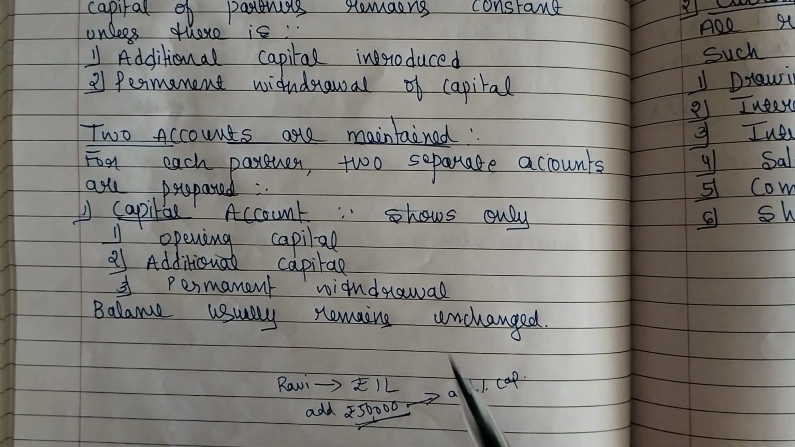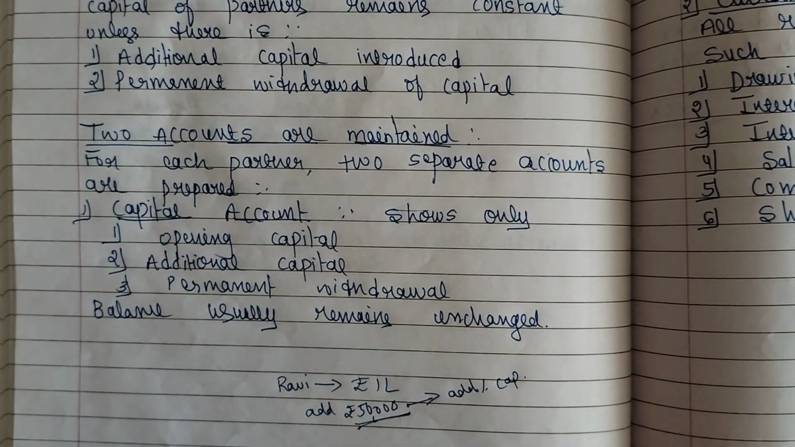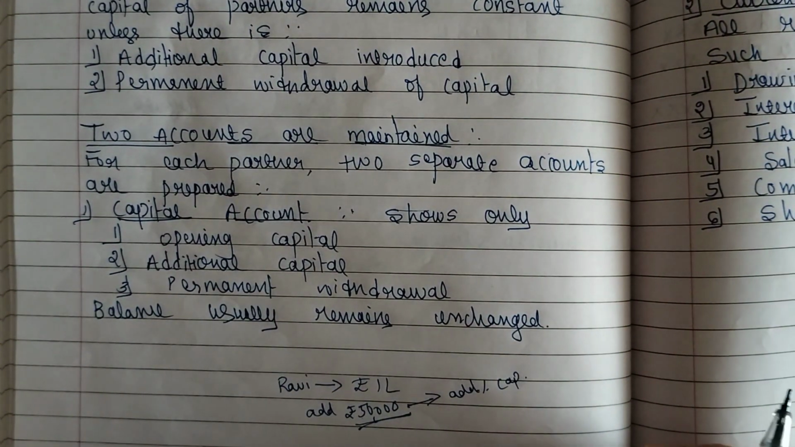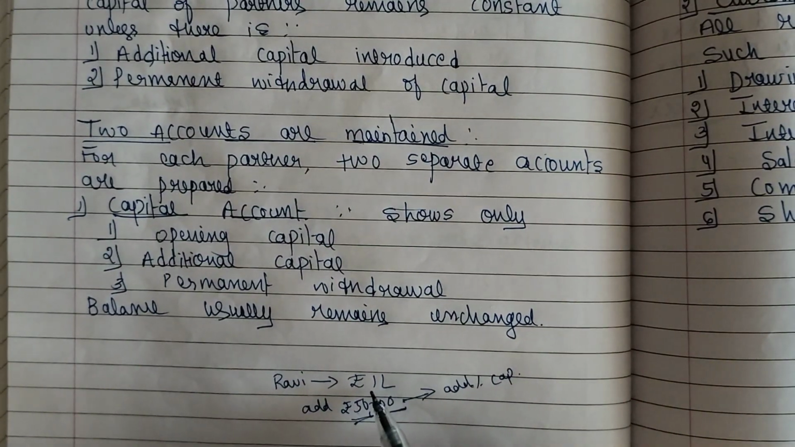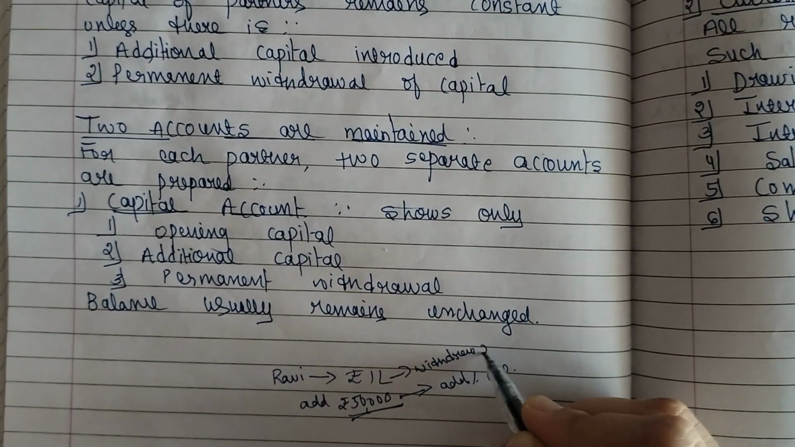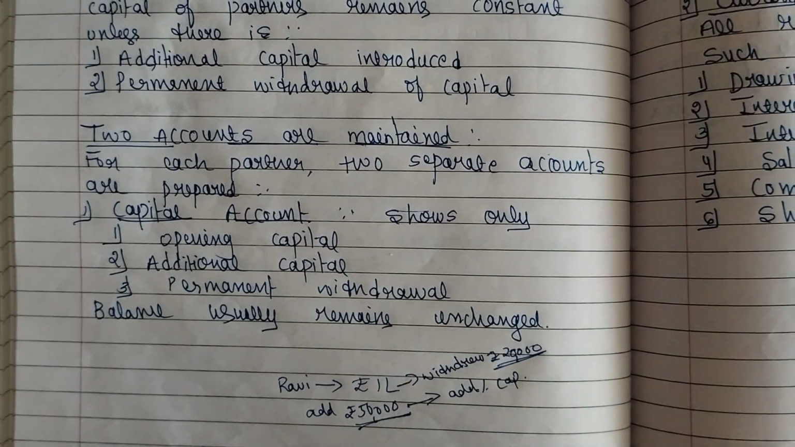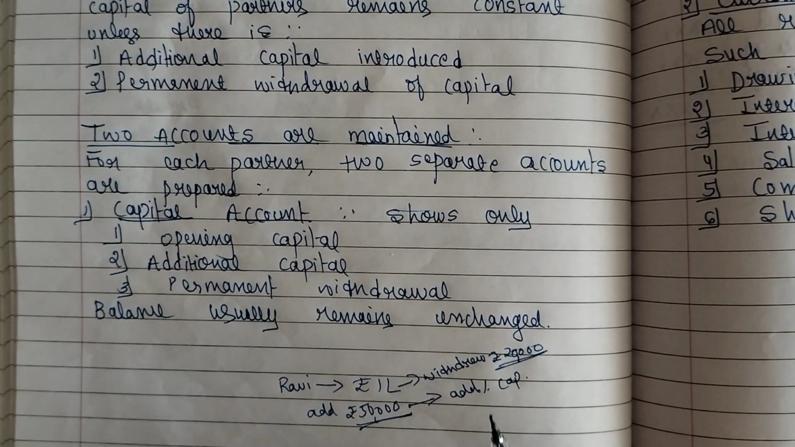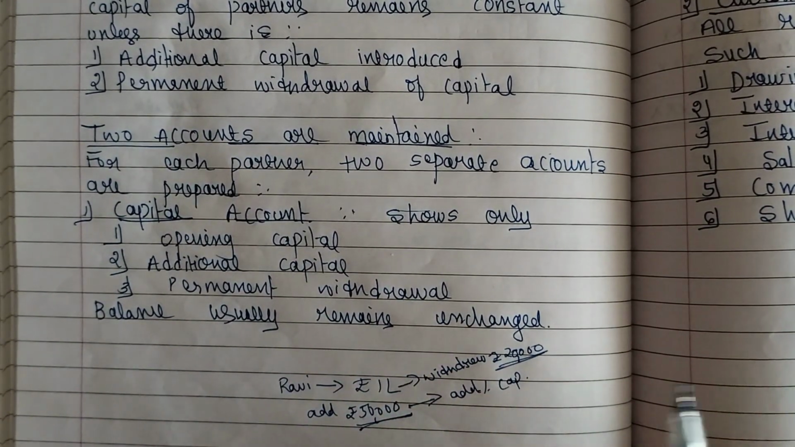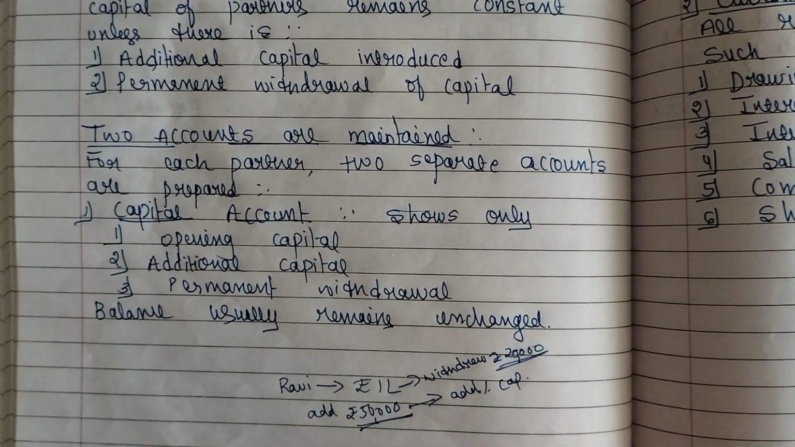Clear? Now next one is permanent withdrawal of capital. It means a partner takes back a part of his capital permanently from the business. Here Ravi's capital is rupees 1 lakh. He withdrew rupees 20,000 permanently. Clear? So now this 20,000 is recorded in the capital account and his capital becomes rupees 80,000 because he withdrew the amount of rupees 20,000 permanently. Right? So I hope this is clear to you all.